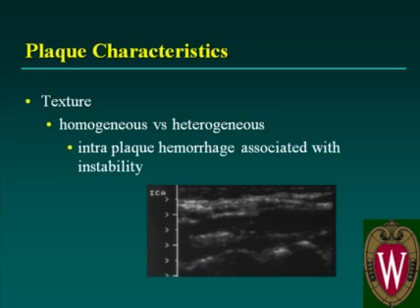So plaque, focal plaque, can have different echogenicities. They can be homogeneous or heterogeneous. In general, heterogeneous plaque is associated with instability because that suggests the presence of intraplaque hemorrhage. Here is the carotid artery here. You can see this plaque protruding into the lumen of the vessel, and the low echogenicity center indicating intraplaque hemorrhage and plaque instability.